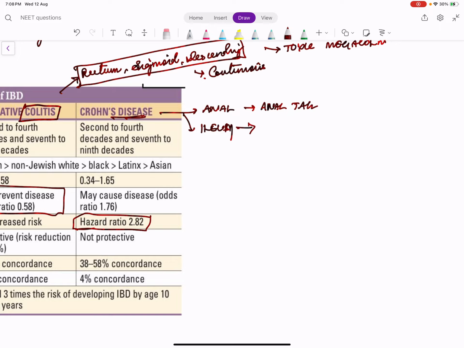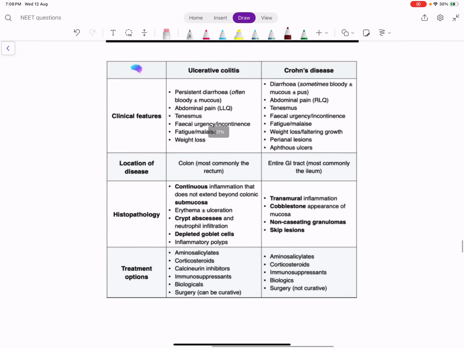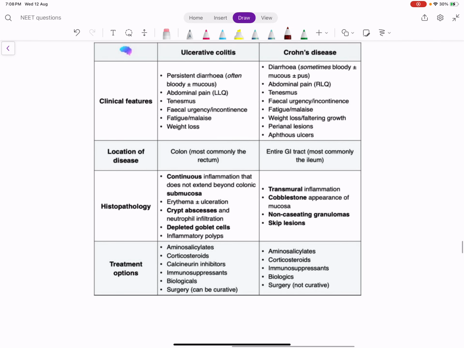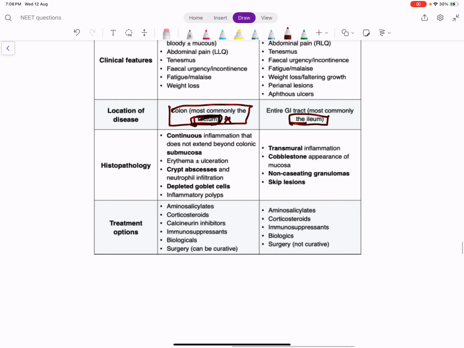And in the ileum, as we discussed, it causes multiple problems. So we'll discuss the other differences. Ulcerative colitis involves the colon. Usually the distal colon is commonly involved. Rectum is definitely involved. If one organ you have to remember, ulcerative colitis is rectum. Crohn's disease is the anus and the ileum. And ulcerative colitis is a continuous inflammation. So the rectum, sigmoid colon and the descending colon are completely involved, and it is only a mucosal or a superficial involvement. And there are crypt abscesses here.